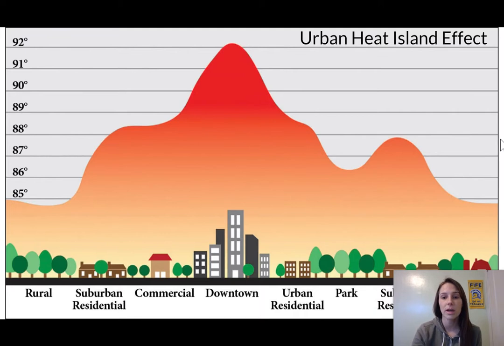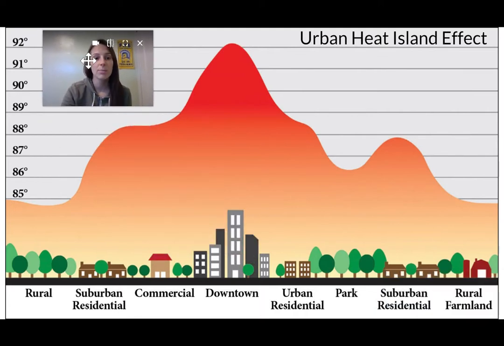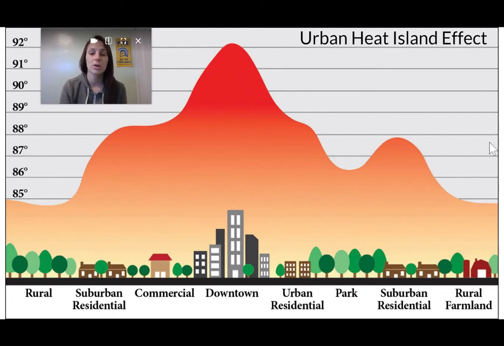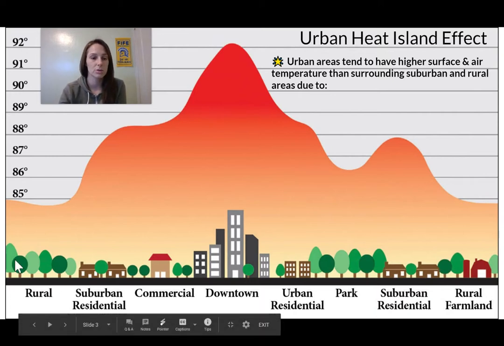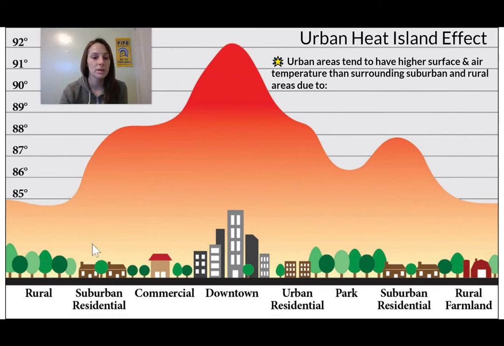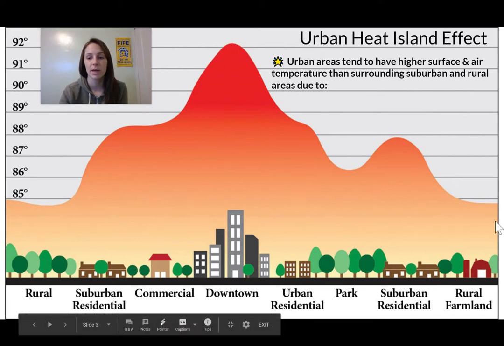So before we start talking about the thermal inversion event, it's important that you understand what's known as an urban heat island, because that's going to relate to how we are going to be getting this thermal inversion occurring, especially in urban areas. So urban areas are typically going to have higher surface and air temperatures than surrounding suburban and rural areas, which you can see on the graph here. In the downtown urban areas, we're going to have higher temperatures than in these rural and suburban areas.